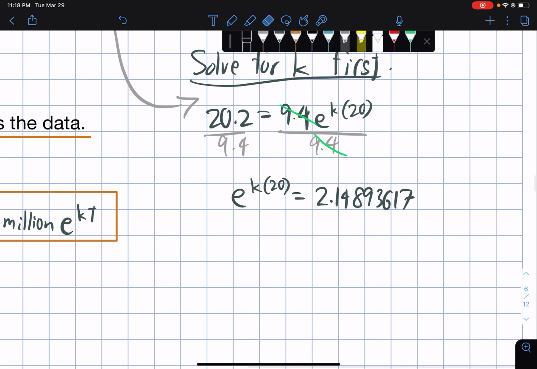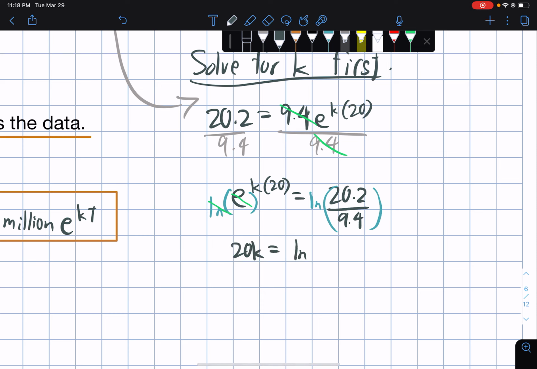Or maybe it does look quite complex. Let's just write it as is for now, since we'll be multiplying both sides with ln. So cancel both sides. We have 20k over ln 20.2 over 9.4. Divide both sides by 20. K is equal to ln 20.2 over 9.4 divided by 20.